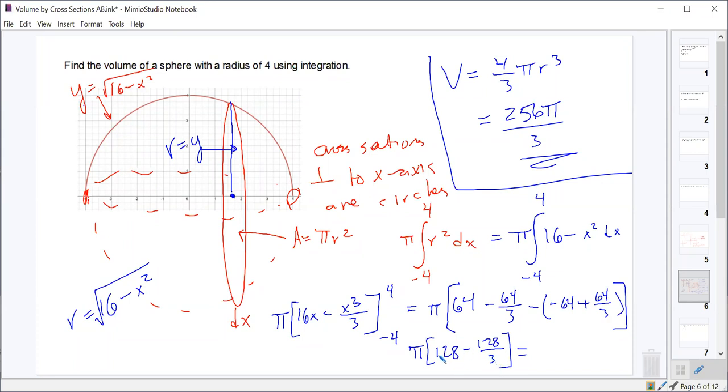128, if we multiply that by 3, ought to be, what, 384? 384 minus 128 ought to be 256. We end up with 256 pi over 3. Exactly the same thing that we got before.